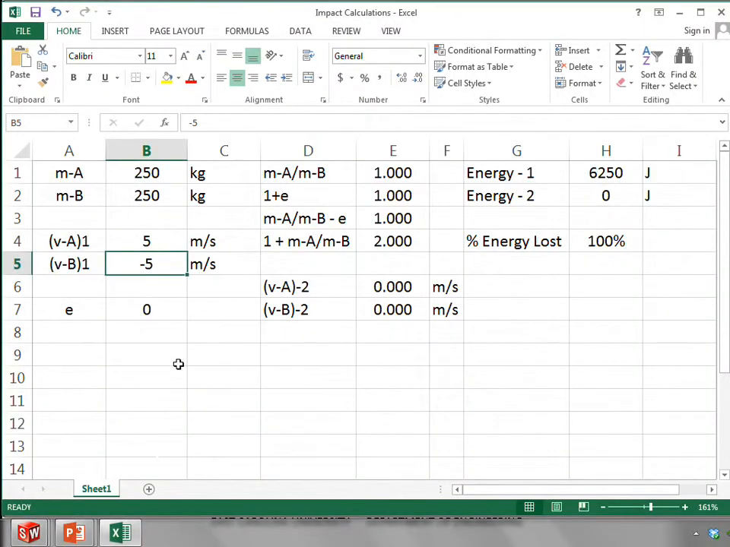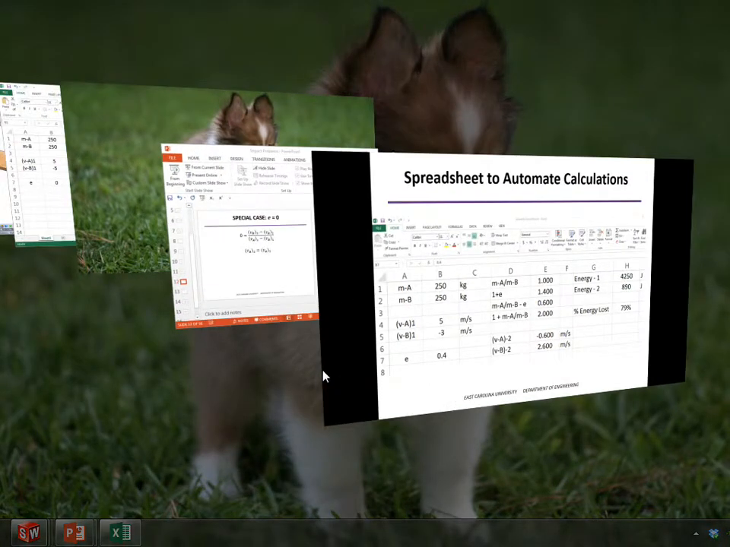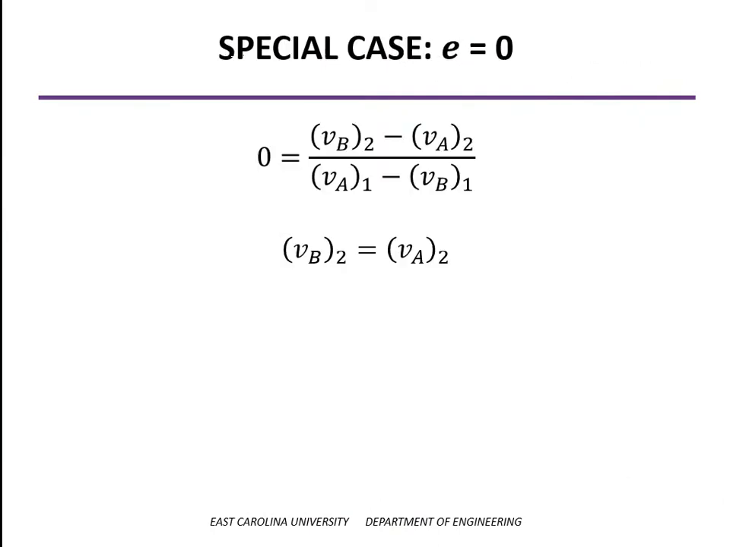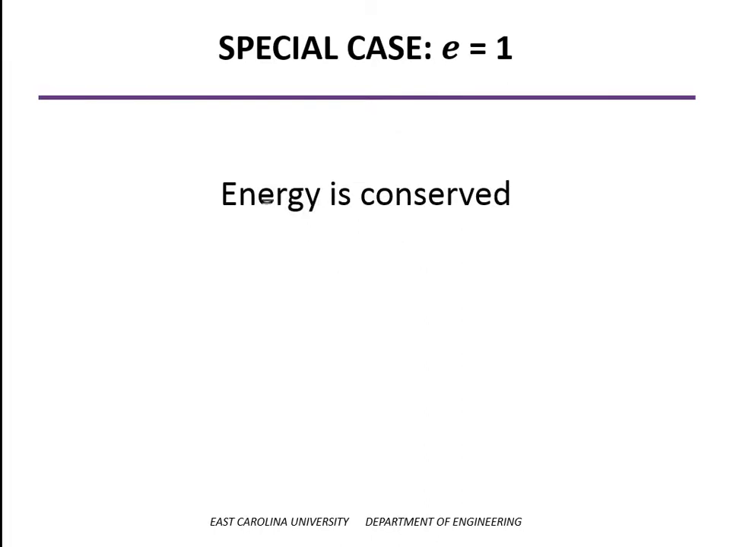Now we could also look at the case where the masses are not equal to each other. But before we do that, I want to go back and look at one more slide here. Actually a couple of them. The special cases: one of them, where the coefficient of restitution was 0, results very easily. You can determine that the two final velocities are going to be identical, and we saw that in a couple of cases. And the other case, without working through the algebra, we saw that when the coefficient of restitution is equal to 1, energy is conserved.